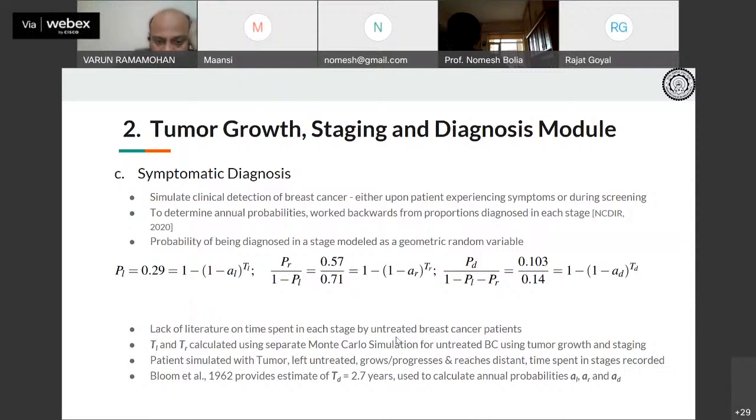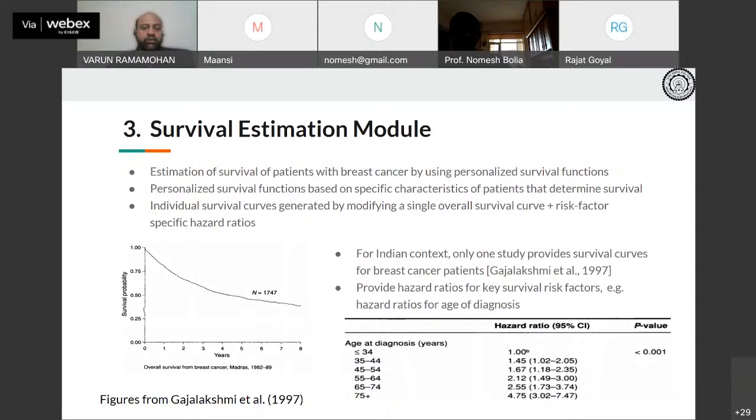So once we get this, although we were able to find one estimate for TD, we still needed to estimate TL and TR. Once we get this, we are able to calculate AL, AR, and AD, right? Okay, so now we know when somebody is going to get diagnosed.